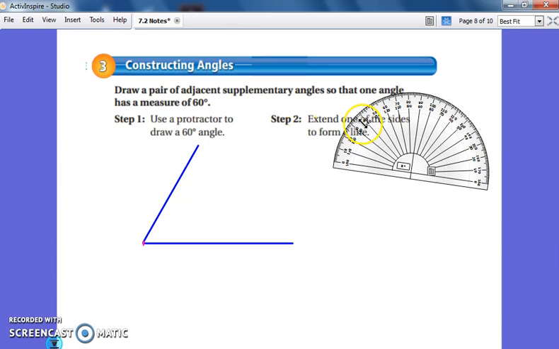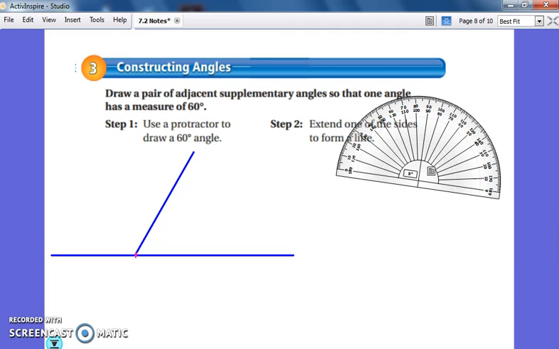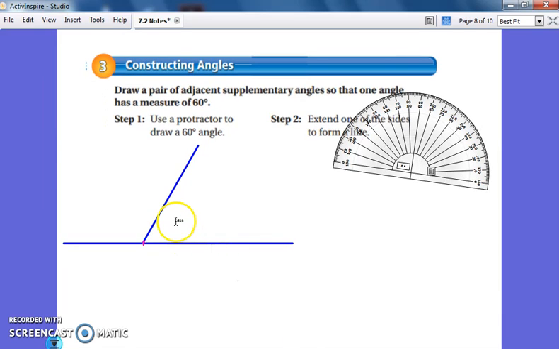Remember, step 2 says extend one of the sides to form a line. So I need to draw my horizontal line and make it just a little bit longer. And now I have two angles that form 180 degrees. They're supplementary. So here is one angle. Here's another angle. We can even label them. So I know that this one here was 60 degrees because we measured it. And then this could be X if you wanted to make it X. So that's how you construct two angles that are supplementary.